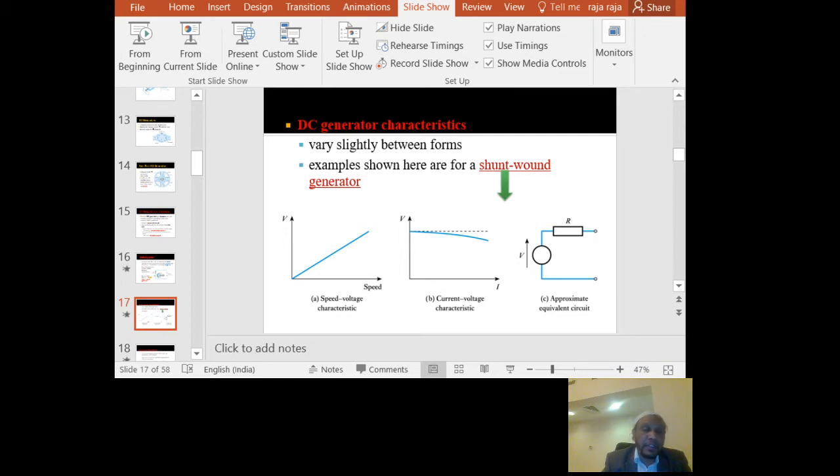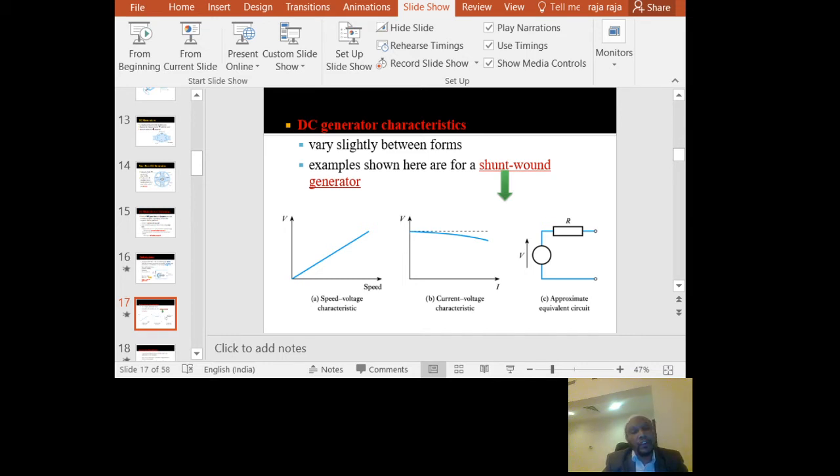Then what are these two characteristics? One is for speed versus voltage. They take voltage on the y-axis and speed on the x-axis. When you increase the speed of the machine, you get the voltage increasing proportionally for a shunt wound generator. You get more voltage when you increase the speed of the machine. The second one is the IV relationship, the current and voltage characteristics.